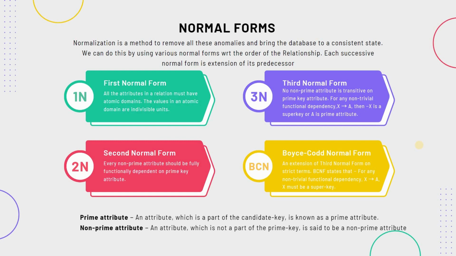There are various normal forms in normalization. Let's discuss 4 of them. In first normal form, each attribute is an atomic domain, which means that it cannot be divided further, and the value of an attribute in a tuple is a single value.